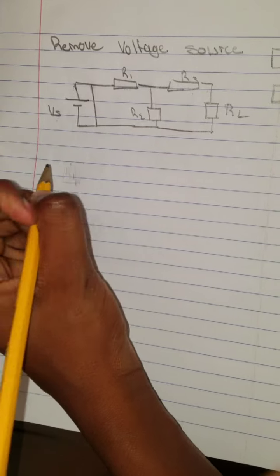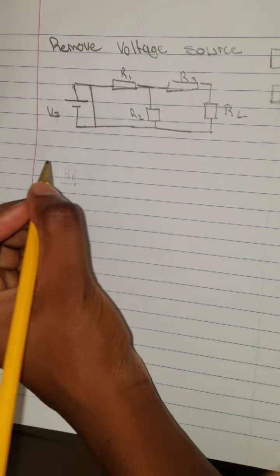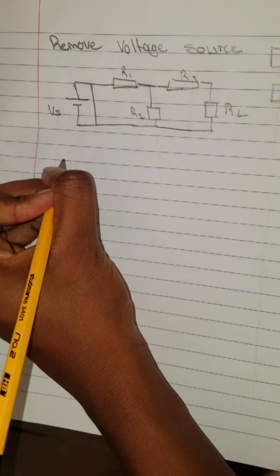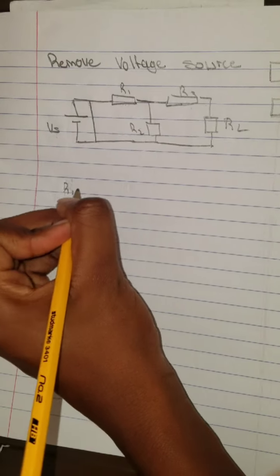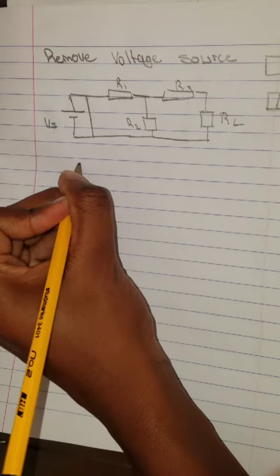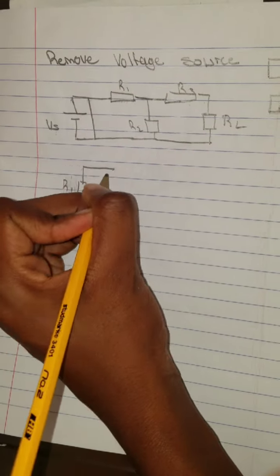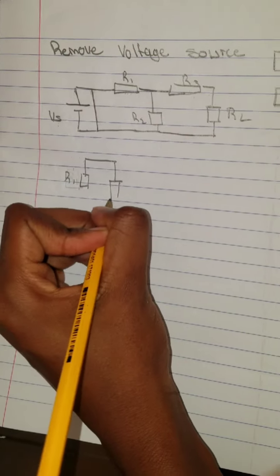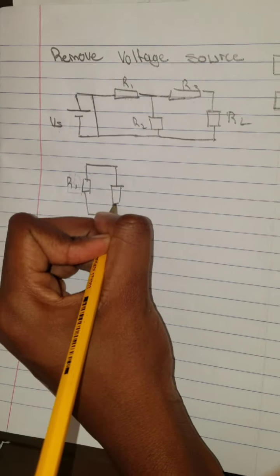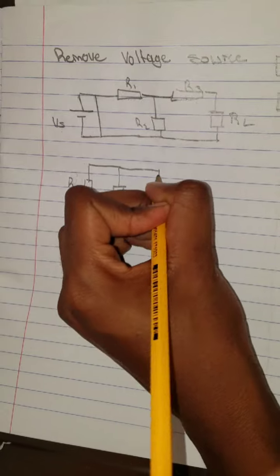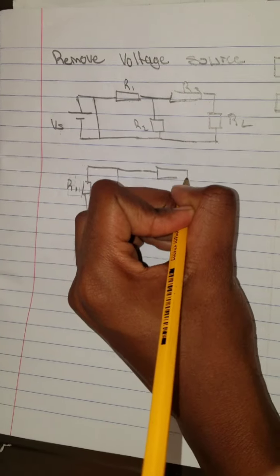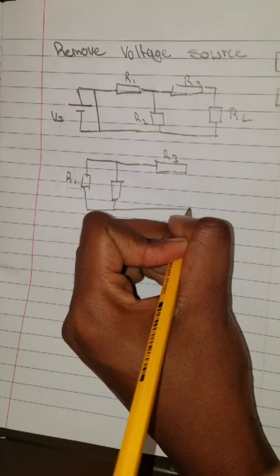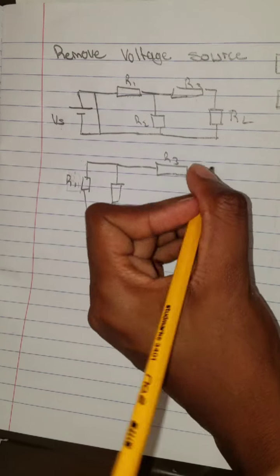As I was saying, this and this are in parallel, so let's place them in parallel. R1, which is right here, and we can have R2 right here, and R3 right there, and we still have our load.